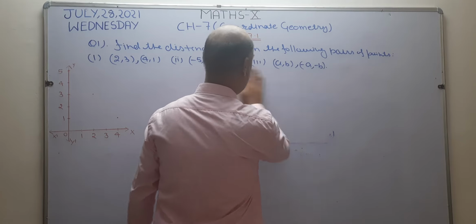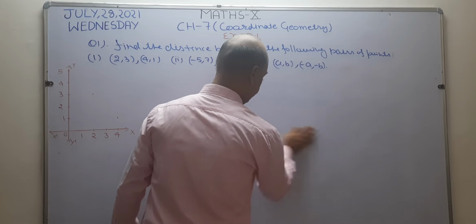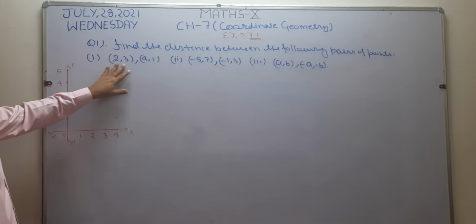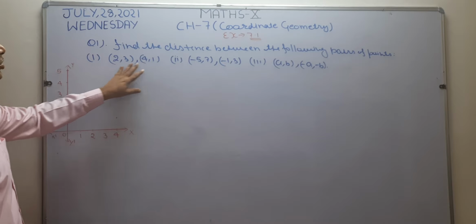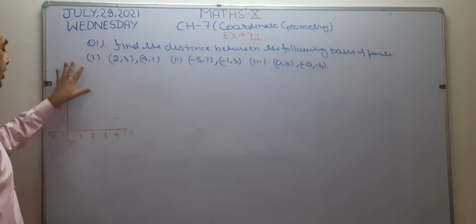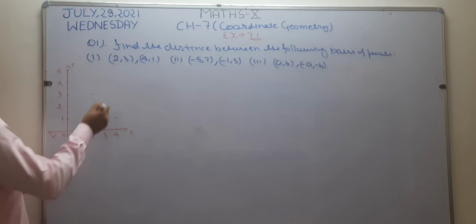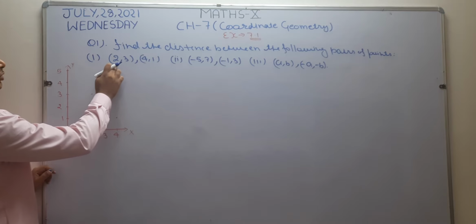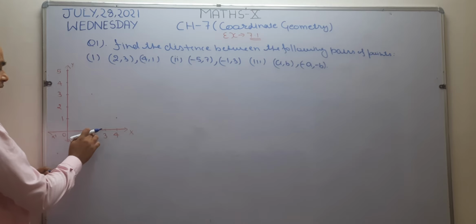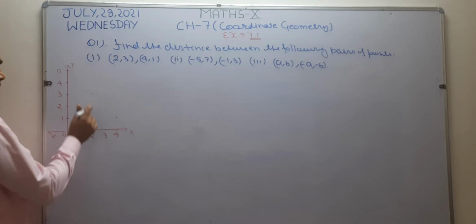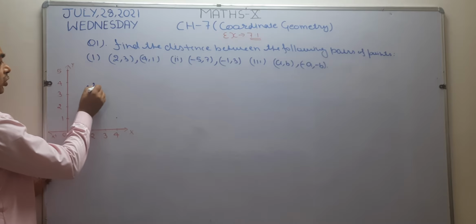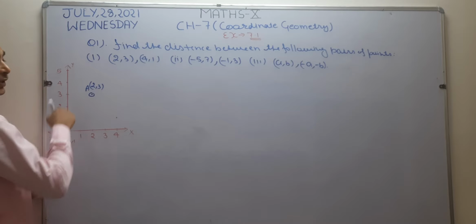In the first part, what is given? 2 points are given: 2, 3 and 4, 1. I want to find the distance between these 2 points. First, I want to locate these points on the Cartesian plane. This point is known as A. This is the value of x, this is the value of y. So x value 2 here, y value 3 here. So this point comes here. Suppose this is 2, 3. This is the first point.